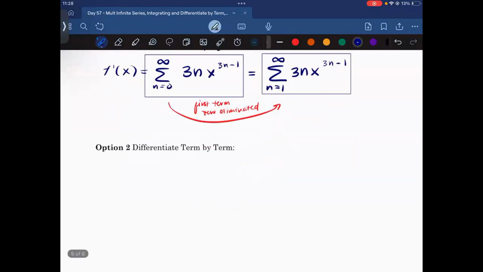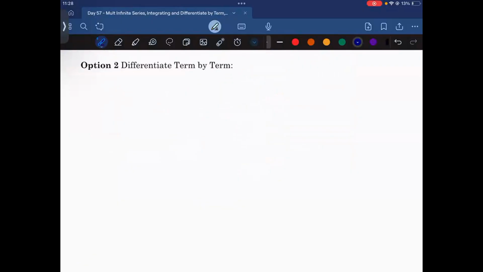Okay, and then we're going to differentiate term by term. Take the derivative of what I just gave you up here. And we are going to take the derivative term by term of x cubed.